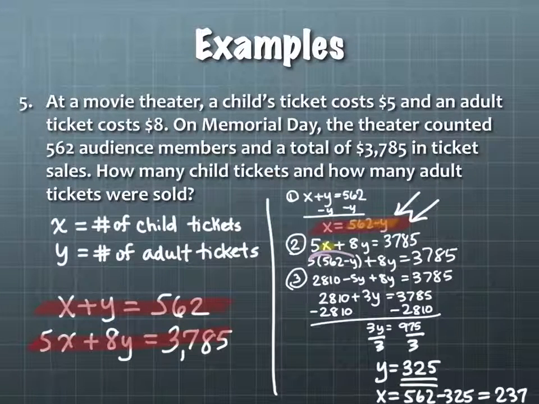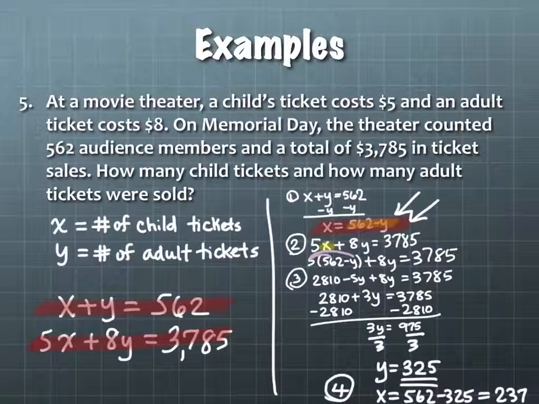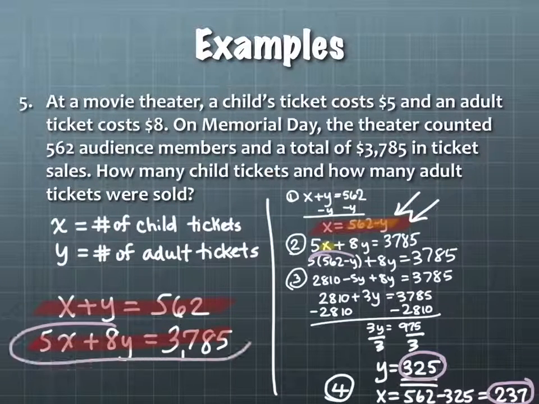237. Okay, so that's step 4. Step 5 is to make sure that it really works. So, in other words, real quick, you can do this with your calculator. Does 325 plus 237 equal 562? That's the easy one to check. Yes, good. The other one that we need to check, though, is the second equation.